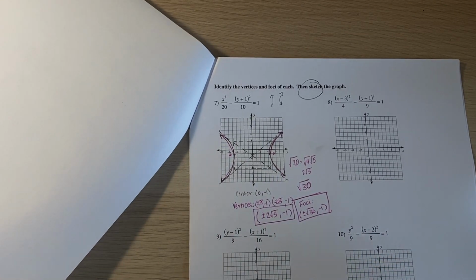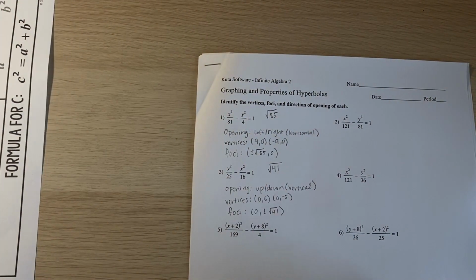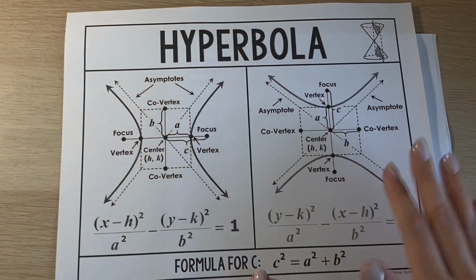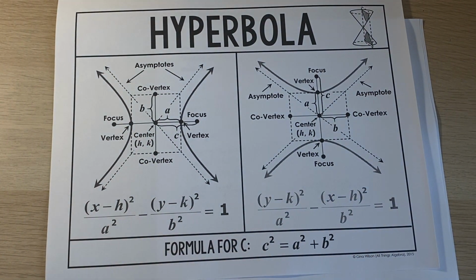So hopefully between our notes, doing some examples without a graph and doing a graphed example together, this has helped you visualize the hyperbola, remember the properties of the hyperbola, think about how to find the foci of the hyperbola, and what all those points mean.